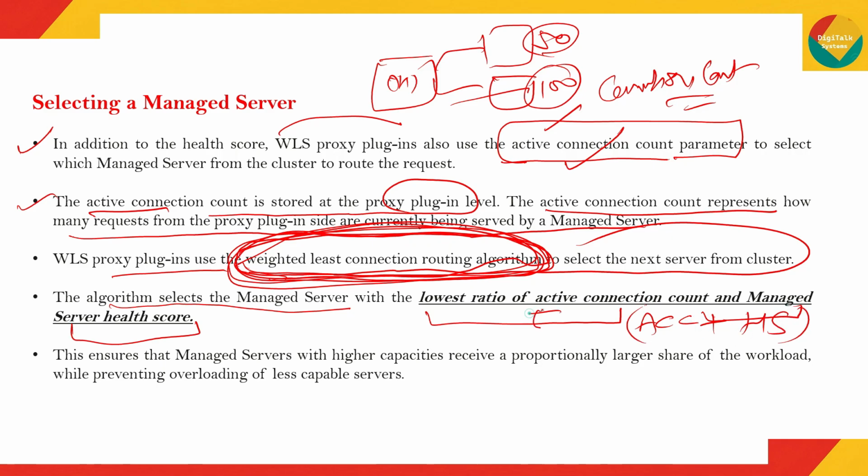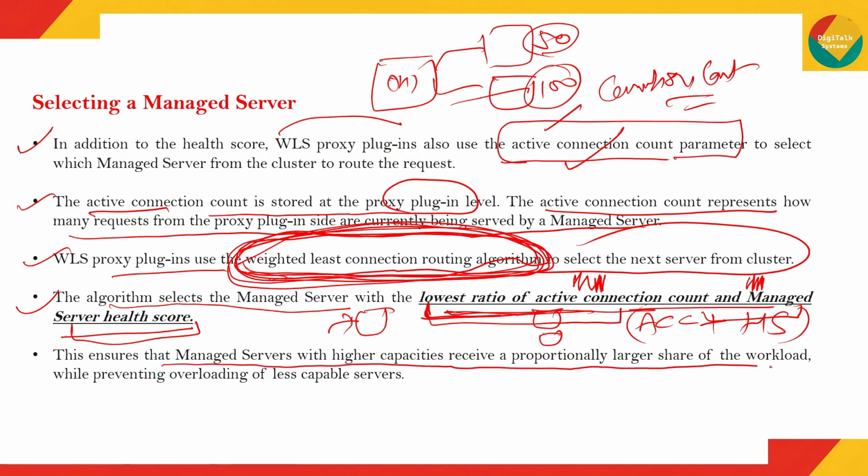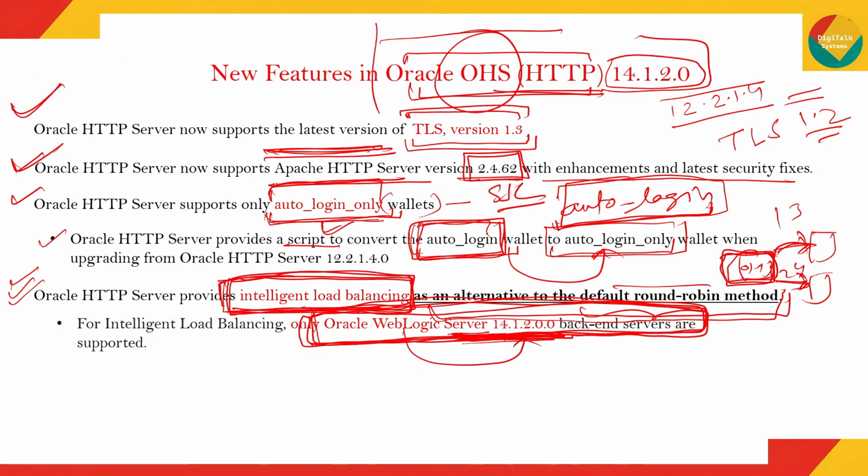So if we have two managed servers, wherever the ratio is low in terms of the active connection count and managed server health score, that means the server which is serving fewer requests, is not overloaded, or has less load in comparison with the other server. So based on that, the server will be selected and the traffic will be diverted. So this ensures the managed servers with higher capacities receive the proportionally largest share of the workload while preventing overloading of the less capable servers, right? So this is called intelligent load balancing, right?